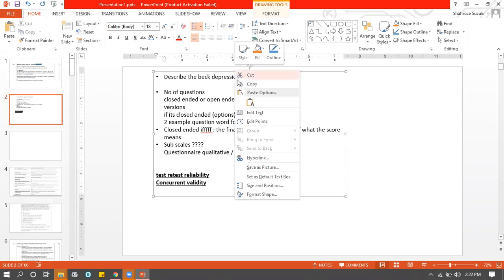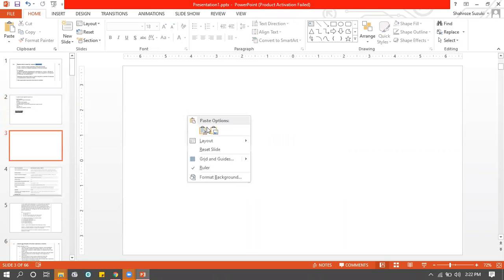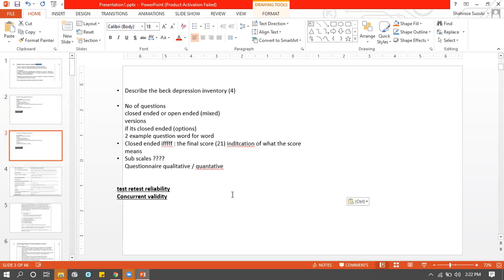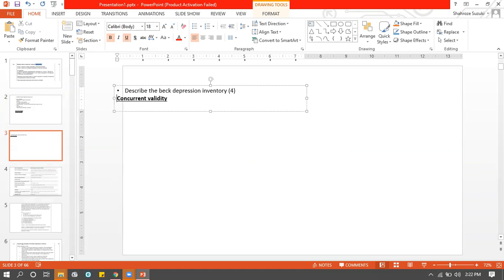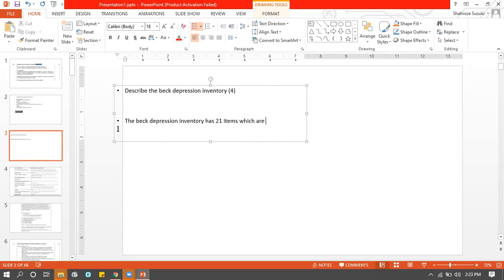So basically, if you have this question, describe the Beck's Depression Inventory, you're going to write: the Beck Depression Inventory has 21 items or questions, whatever your choice of word is, 21 items, which are closed ended in nature, consisting of options scored from 0 to 3.